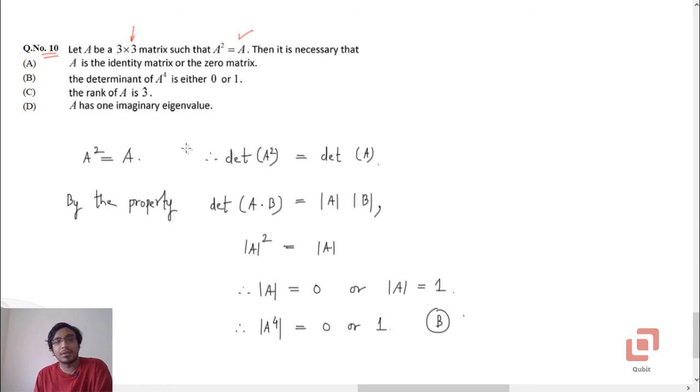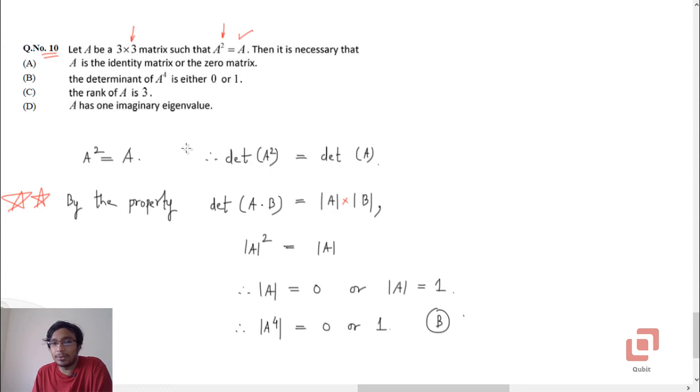Okay, see, now instead of eliminating the options, we can start with the equation that we have. Okay, A squared equal to A. Now recall the property of the determinants. If determinant of A into B is what we are going to find, then it is actually equal to product of the determinants. This property is very interesting. Even in one of previous year's GATE papers, there is a question based on this particular property of determinants.